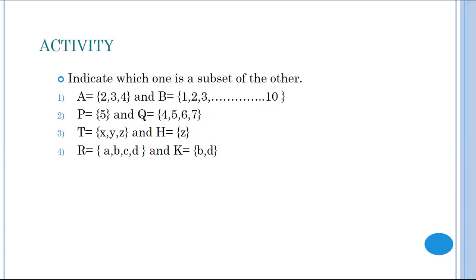Now 3. T has 3 elements X, Y, Z and H has 1 element Z. Now H is smaller than T and Z is also present in set T. So here H is a subset of set T. In 4, R has 4 elements A, B, C, D and K has 2 elements B and D, and we are watching that B and D are also present in set R. So it means K is a subset of set R.